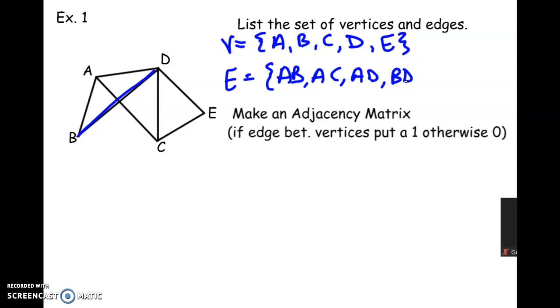Okay, we already have the other one, BA, so we're just going to add BD. All right, so now I'm just going to jump to C. Again, we already did CA, so I don't need to list that one out. It's already written right there. So now I'm going to go from C to D and C to E.